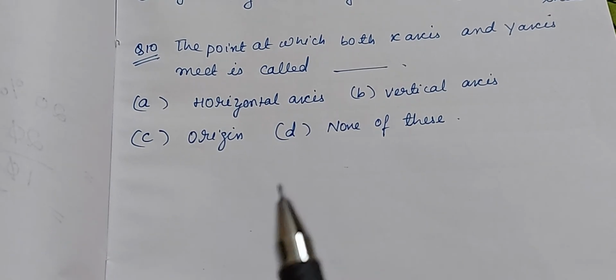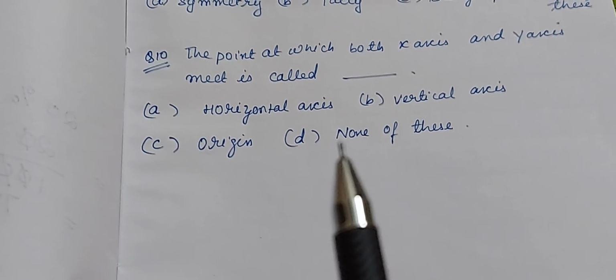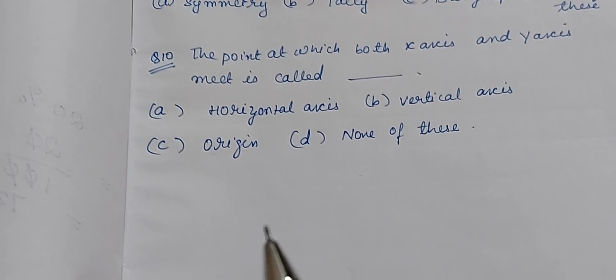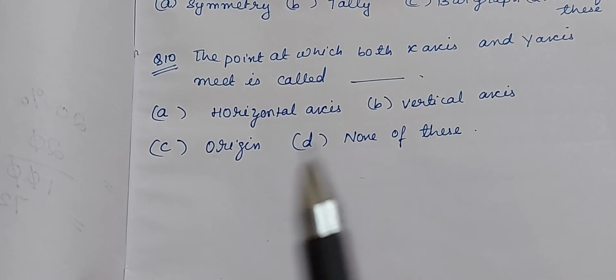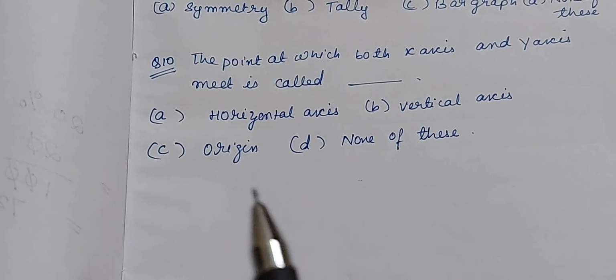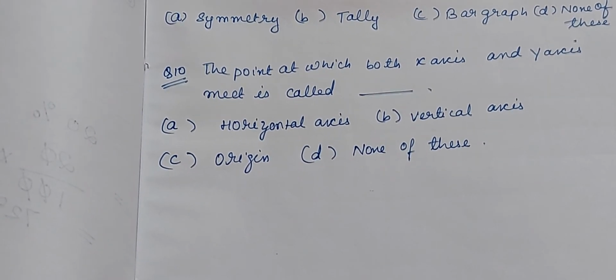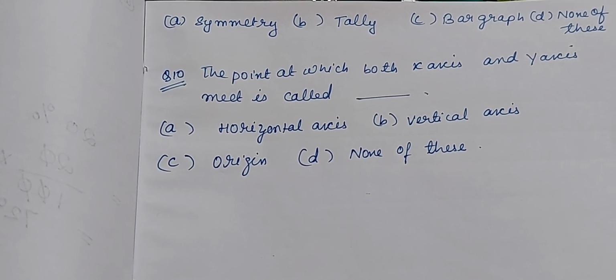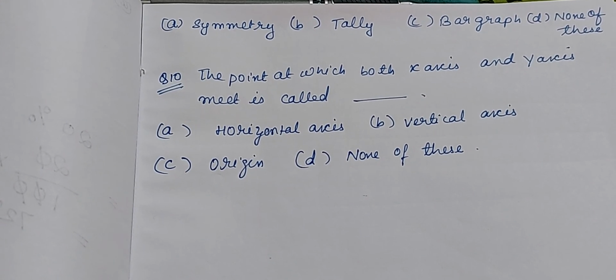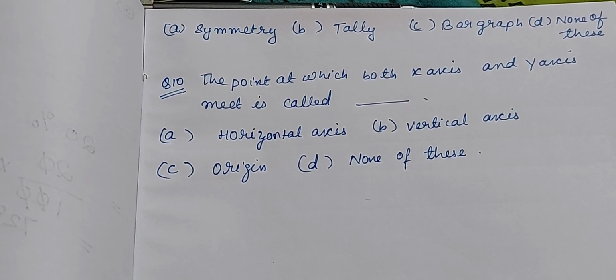Next question is, the point at which x-axis and y-axis meet is called? Horizontal axis, vertical axis, origin, none of these. So this also is given in the notes. Okay, you can do it. So with this we have ended our revision questions. Okay, I have explained it and I hope you all can do it.